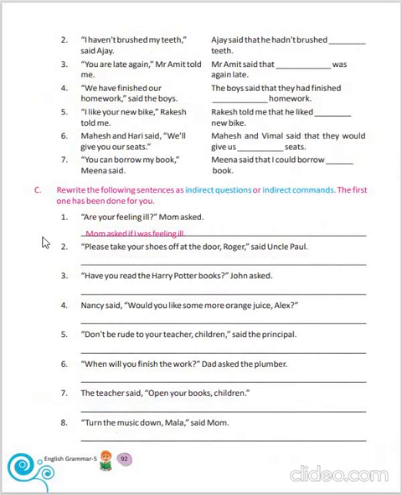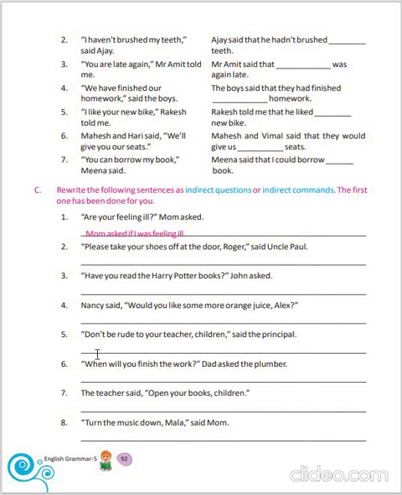Now come to C. In this, you have to rewrite the following sentences as indirect speech. The first one is done. Now let's come to the second one. Uncle Paul requested Roger to take his shoes off at the door. The third one will become John asked if I had read the Harry Potter books. The fourth one will become Nancy asked Alex if he would like some more orange juice.